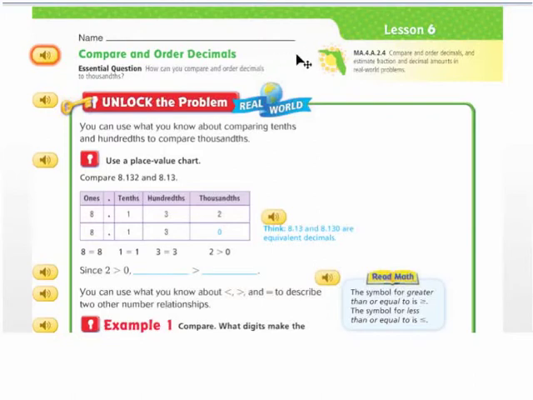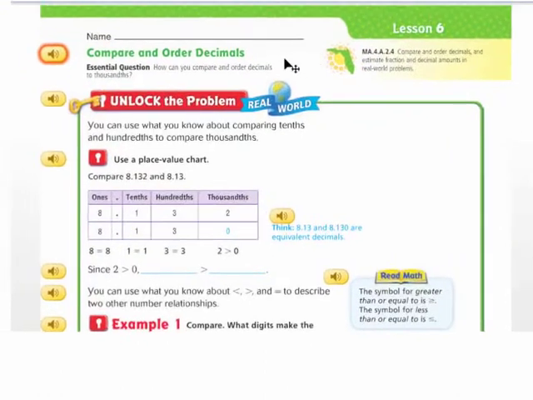Okay, we are going to compare and order decimals in this lesson. To do that, what we have to do is look at the place values. So we are going to be comparing 8 and 132 thousandths with 8 and 13 hundredths. Okay, to do that, what we need to do is line them up.